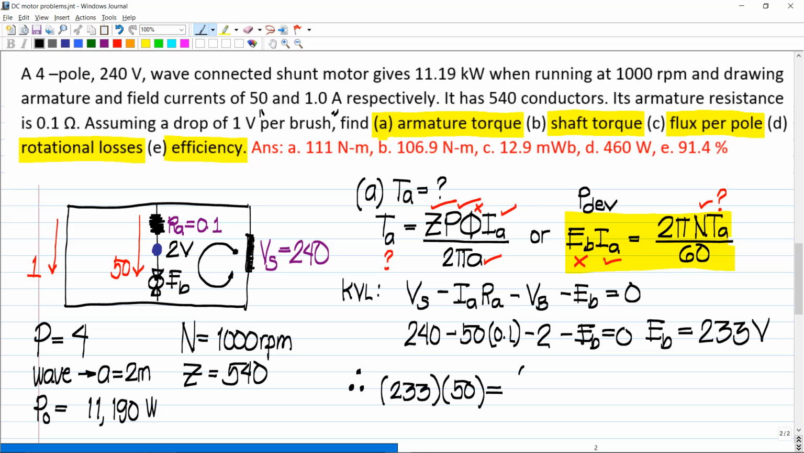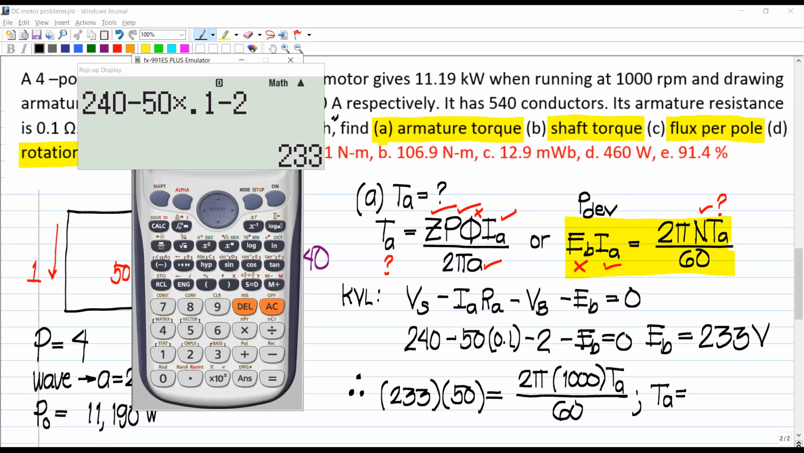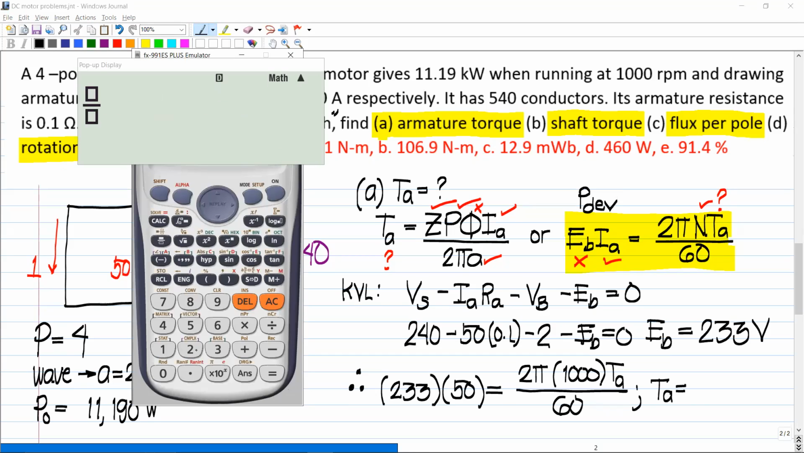This is equal to 2 pi. Ang speed natin, so nilista din natin yan sa given, 1,000. We are looking for the armature torque. And then i-divide natin by 60. So finally, for our question letter A, masasagot na natin siya. So yung nasa kaliwa natin, 233 times 50, i-cross multiply natin si 60. And then lahat ng katabi ni armature torque, i-divide natin. So 2 pi times 1,000.